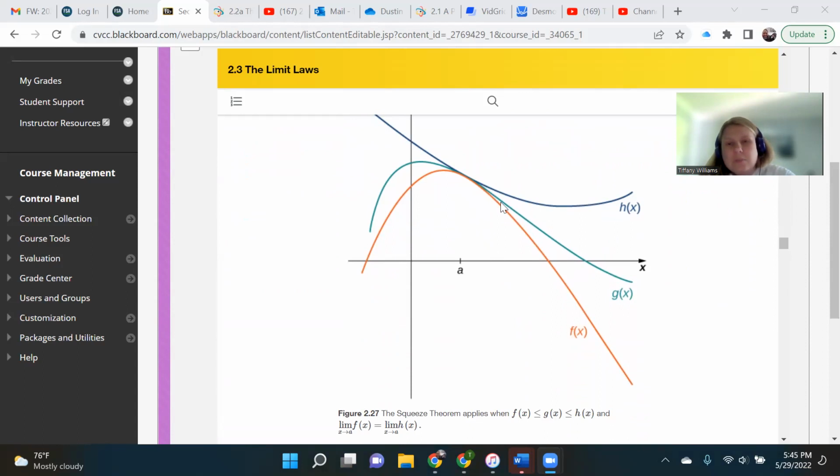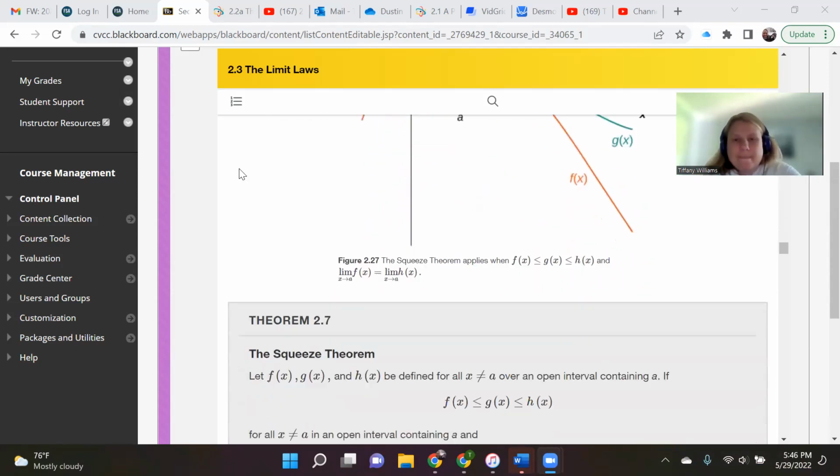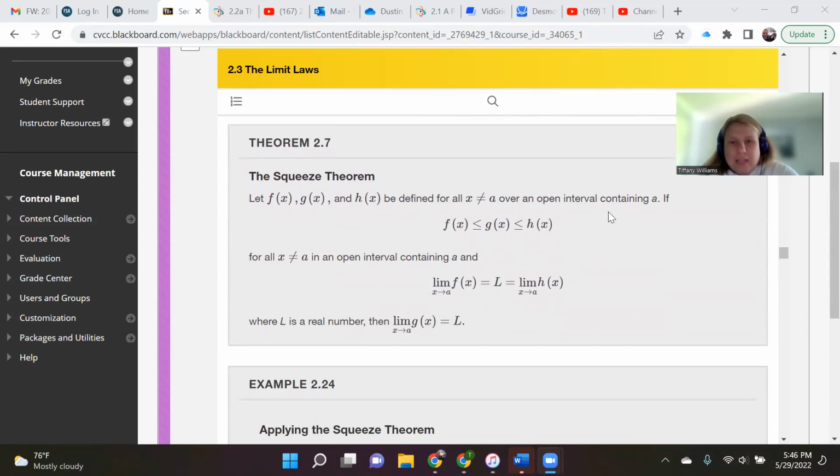G of x is going to be the function that we're given, and we're going to use two different functions to kind of squeeze it in there, to where if that function g of x lies between f of x and h of x, whatever their limit goes to, g of x also has to go to. Okay, so that's what that was saying. So if the limit as x approaches a of f of x equals L, which is the limit as x approaches a of h of x, where L is a real number, then the limit as x approaches a of g of x equals L. So in other words, we're squeezing those two functions close to the function that was given to us.